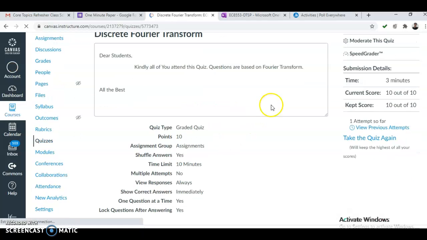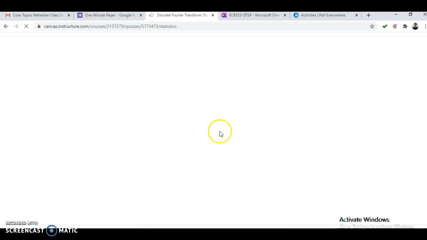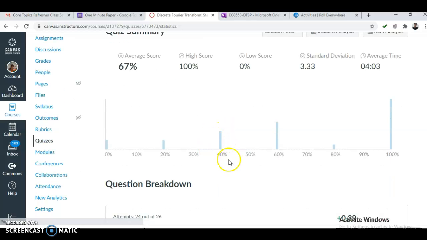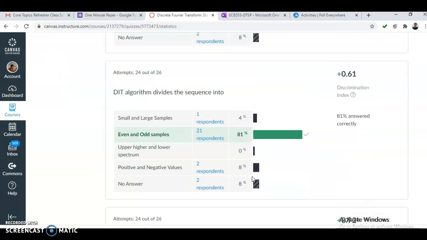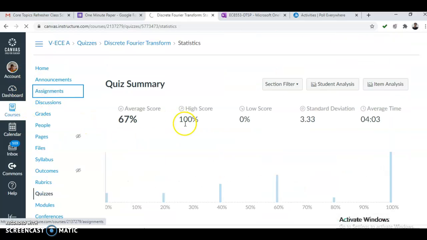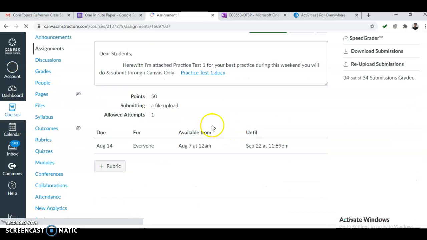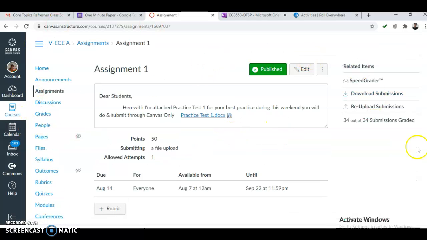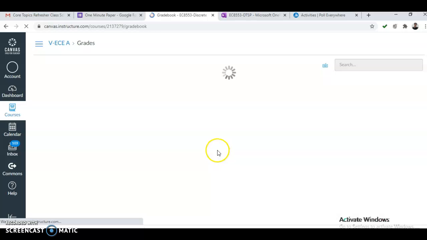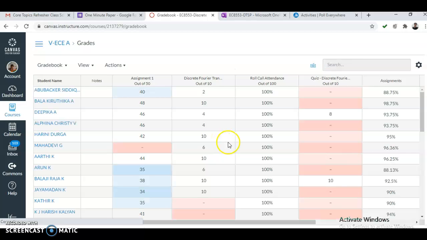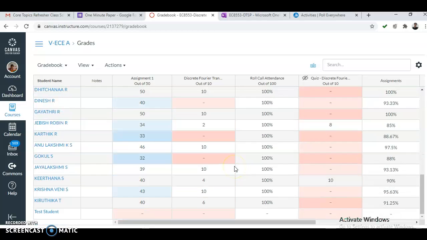The student responses are like this. Then assignment. One assignment will be posted for the first unit. Out of 36, 34 members uploaded, and I graded for 34 students. The grades in the overall grade book for the 36 students are like this. So, 36 students' grades.